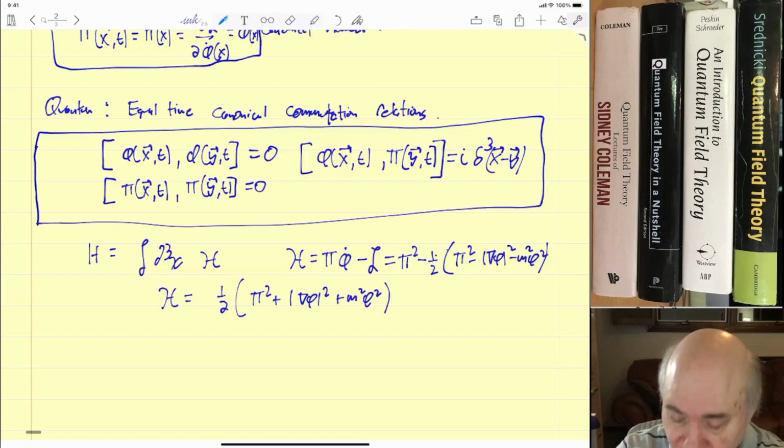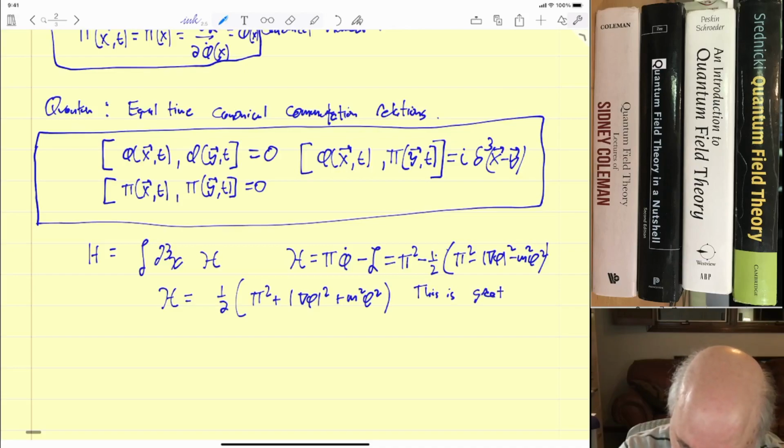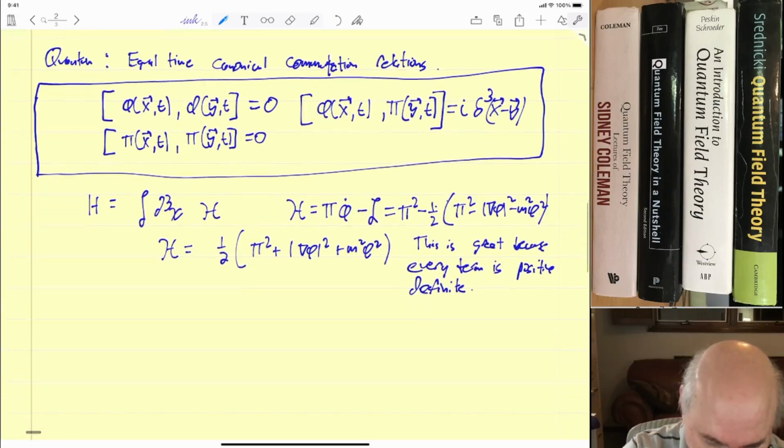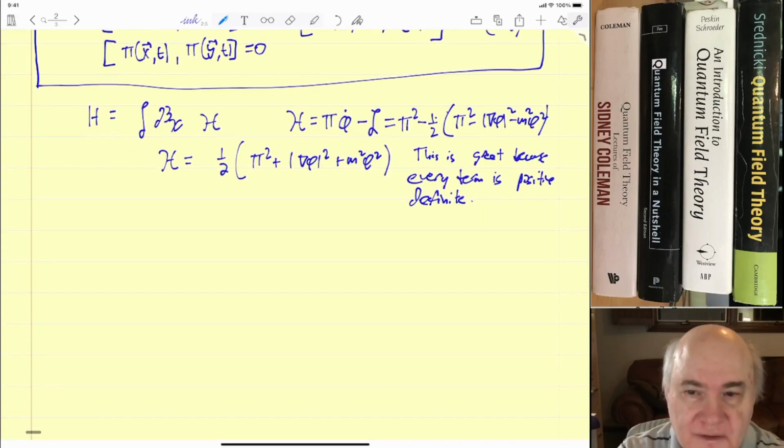And it's important to notice that this is great, because every term is positive definite. So our energy density is bounded from below, and we're not going to have any problems with that.